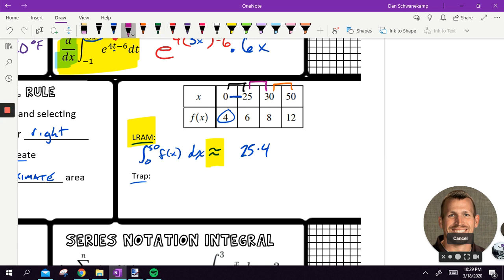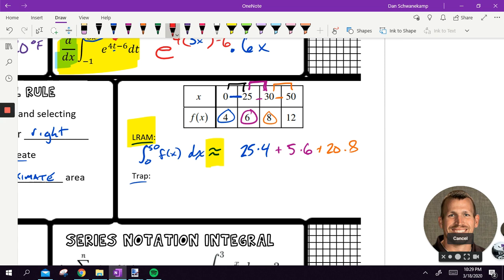Then we're going to do the next one. The next one, we're going from 25 to 30. And so I'm spanning 5 across times whatever my left number is, which is going to be 6. And then we got one more. We are going 30 to 50, so we are 20 across. And then we are going to multiply by the left number, which would be 8. We take all of those numbers, we multiply them together, and that would get us LRAM. Okay, LRAM, not too bad.